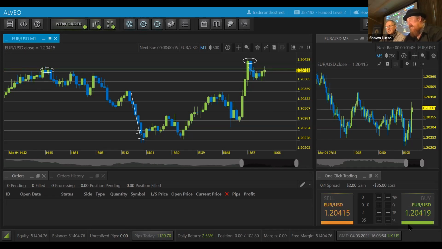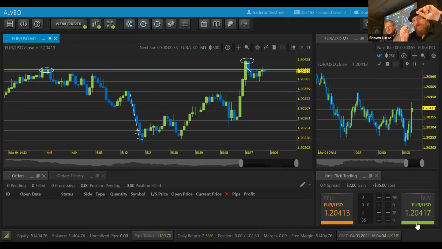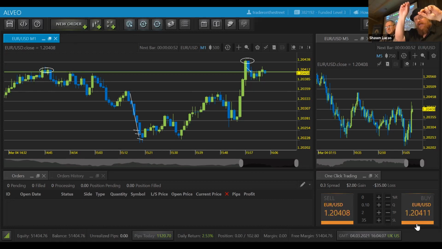Someone's asking about the outside range. So the outside range is basically where you've got two pivots, a pivot high and a pivot low, and the market breaks the pivot high, giving you long signals, and then retraces all the way down and breaks the pivot low, giving you sell signals. That's why the outside range is so difficult to trade, because it's giving you signals both directions.